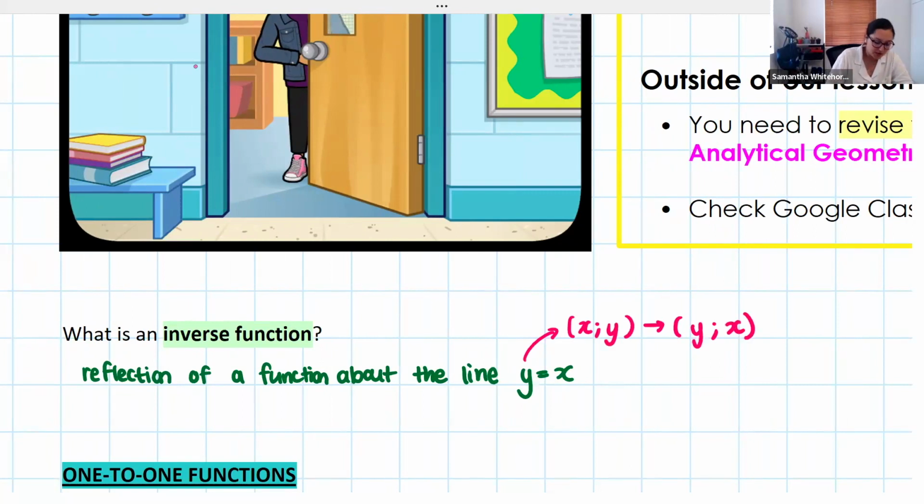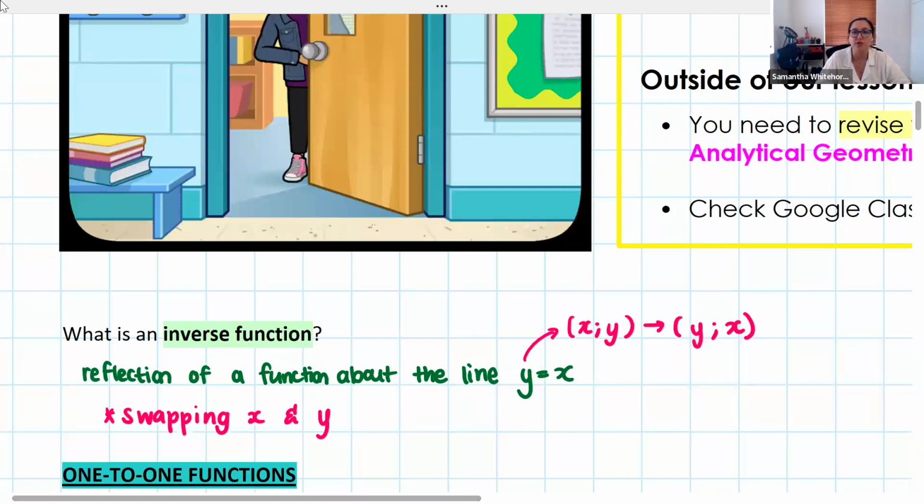And this idea of swapping x and y is going to be very important in this inverse function section. So if you can swap x and y coordinates, or x and y values, you're going to be absolutely fine when it comes to inverses. Obviously, we're going to do lots of examples, but that's the crux of it.